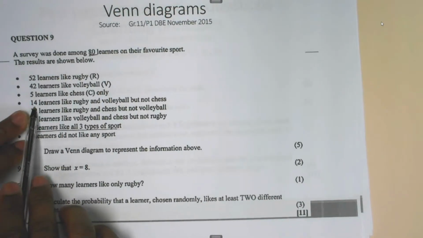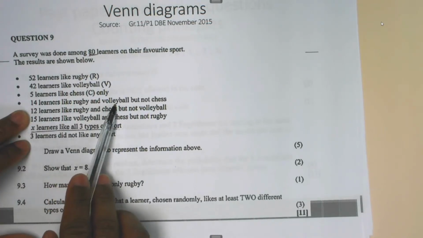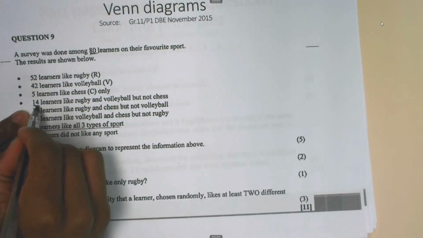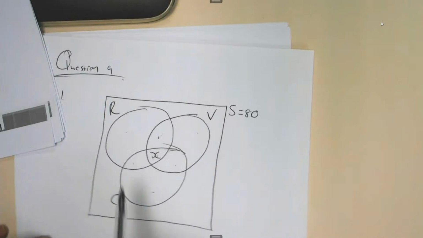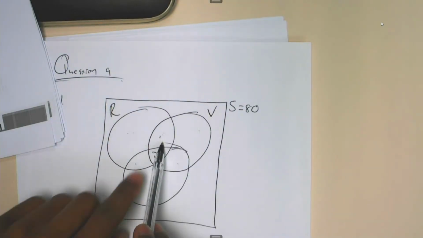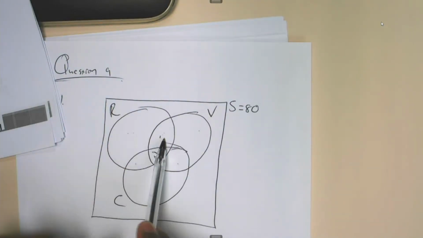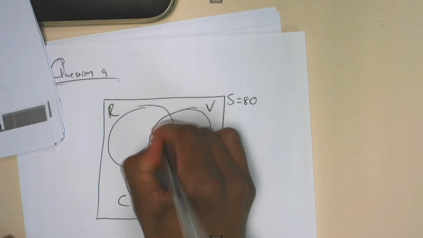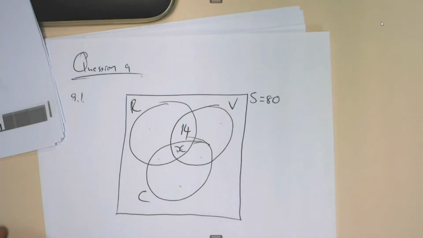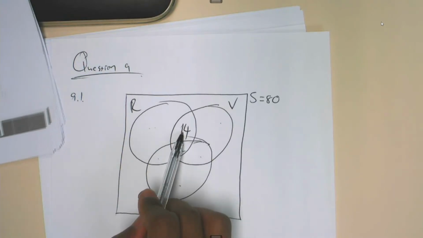If you check this particular bullet here, they tell us that 14 learners like rugby and volleyball, but not chess. It's this region. So we have 14 learners there. Remember, they like rugby and volleyball, but not chess. It's quite explicitly stated to us here. They include learners that do not like chess.